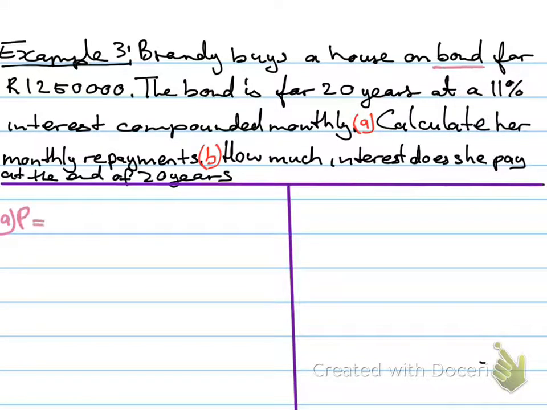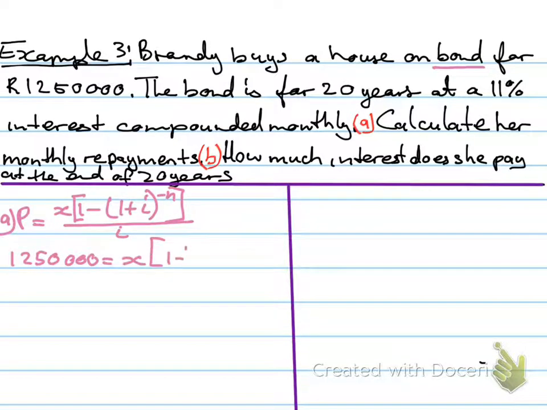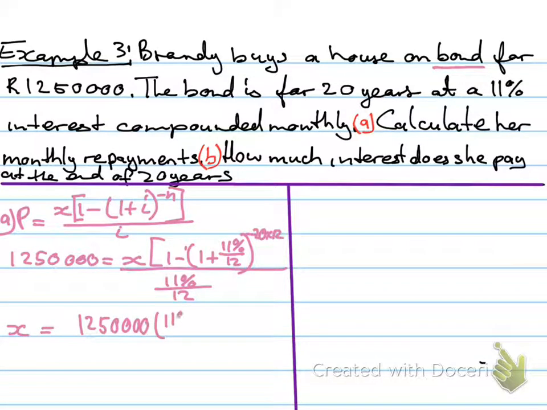Okay, now A, so the clue there is bond. So the moment you hear about bond, you know that it's a loan, it's credit, borrowed money. So it's going to be present value interest. Then you substitute, remember it's per year, so per month, so you divide the interest rate per year by 12, even multiply the years by 12, and then you make X subject of the formula. So you use your algebra to manipulate. You multiply both sides by 11% divided by 12. Then you divide both sides by the bracket 1 minus, open bracket, 1 plus 11% divided by 12 to the power of -20 multiplied by 12.